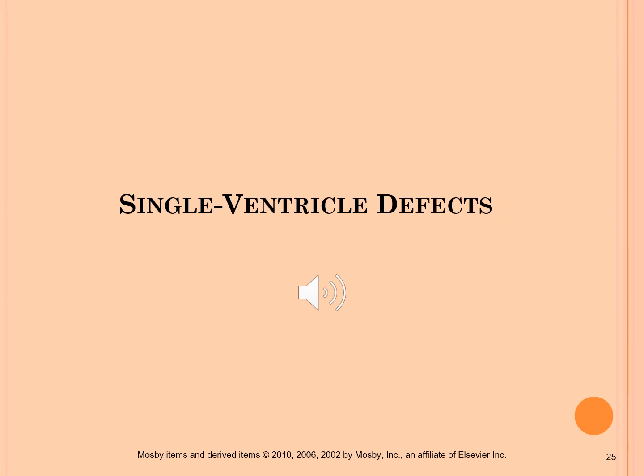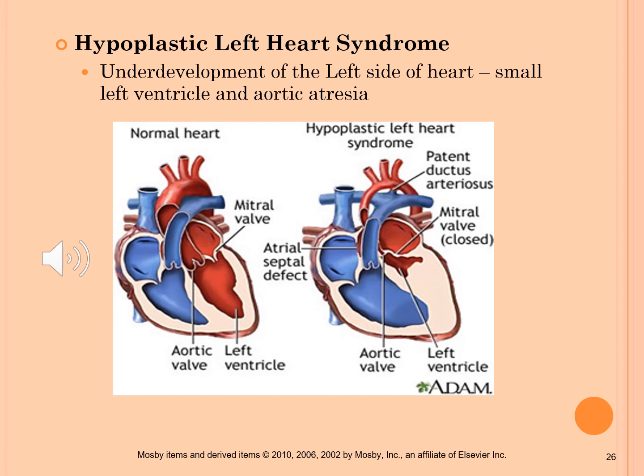All right, our single ventricle defect. We only have one we're going to talk about, and this is going to wrap up our congenital heart defects. So the one we're going to talk about in the next slide is hypoplastic left heart syndrome. So our last defect, hypoplastic left heart syndrome, or HLHS, is a cyanotic defect, and there's an underdevelopment of the left side of the heart with a small left ventricle and aortic atresia. So really complete underdevelopment of the left side of the heart.